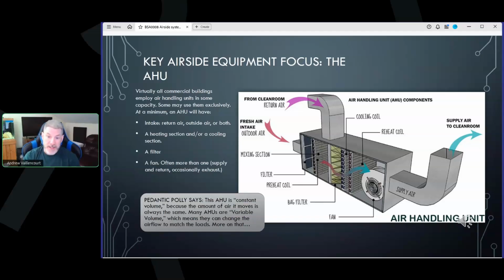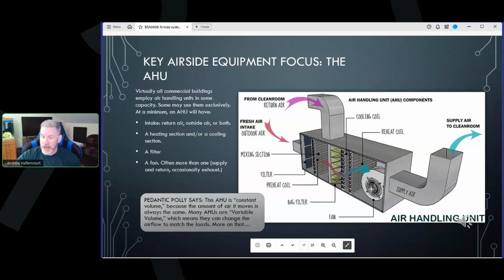You're going to have a filter, because that's the law. And of course, you're going to have a fan, often more than one. You'll see supply fan, return fan, exhaust fan on a big one is not all that uncommon. Lots of air handlers have just one fan to do all jobs. And if you've been paying attention, you know why.